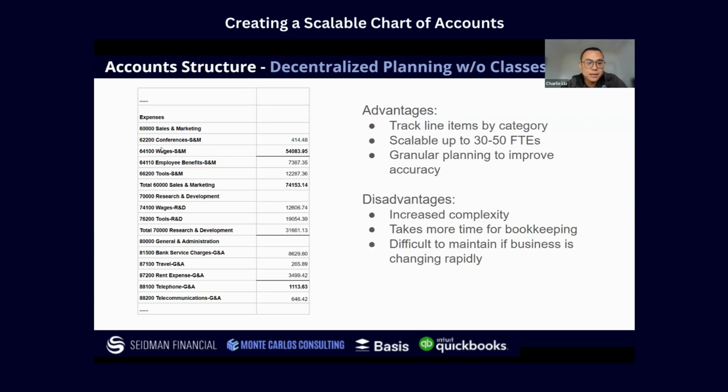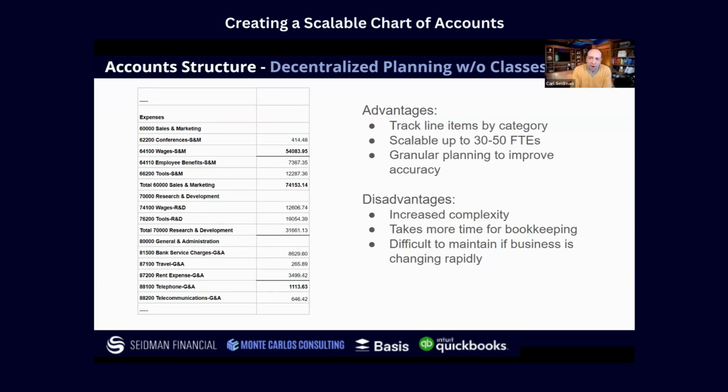For example, right here, where I'm looking at wages, no longer do we have just wages for the whole company. We now have wages for sales and marketing, wages for R&D. And the whole idea is you take those accounts that are useful across multiple departments and start copying and replicating, leveraging that across different functional departments of your business.